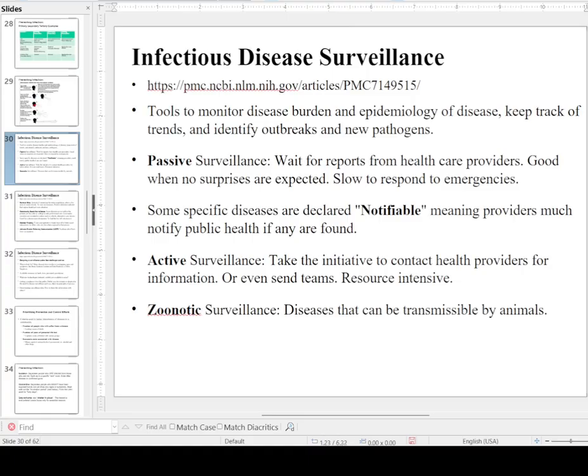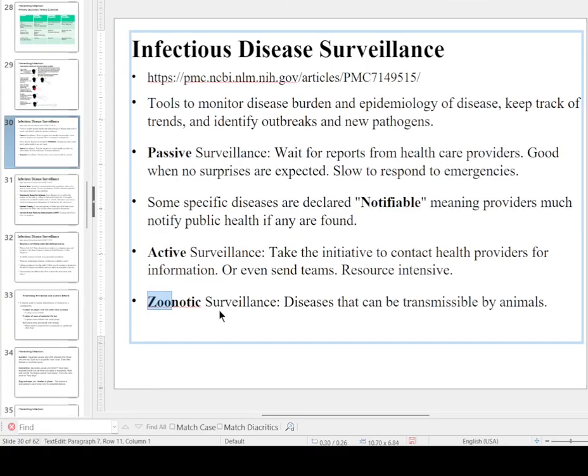Zoonotic surveillance, the zoo in the word, means that they're tracking animals. So migration of animals, transport of animals, and of course, the spread of disease in animal populations may be reported by wildlife officials or agriculture officials. And so public health needs to be told about any unexpected events in this way.